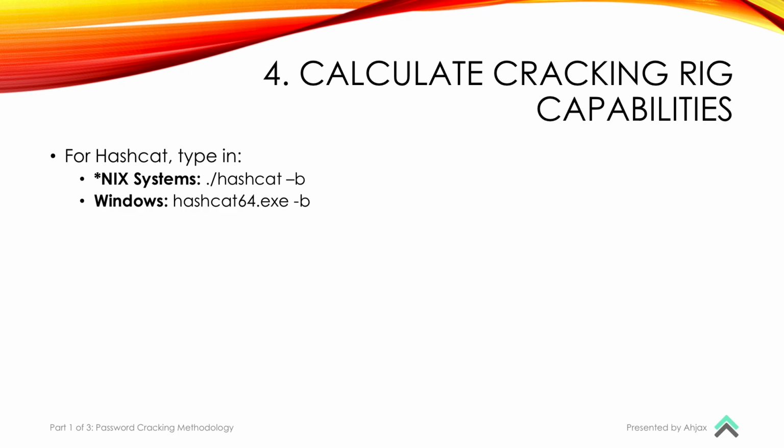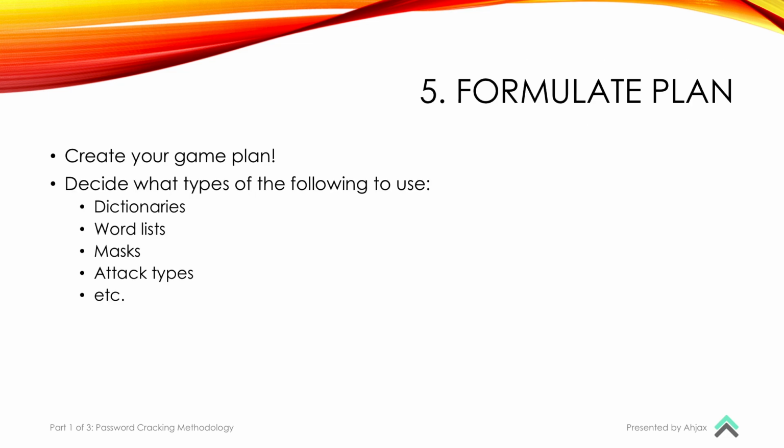So number 4 is calculating your cracking rig capabilities. This will tell you just how fast your computer can crack different hashes. For Nix systems, which also includes Macs, the command is ./hashcat -b, and on Windows it's hashcat64.exe -b.